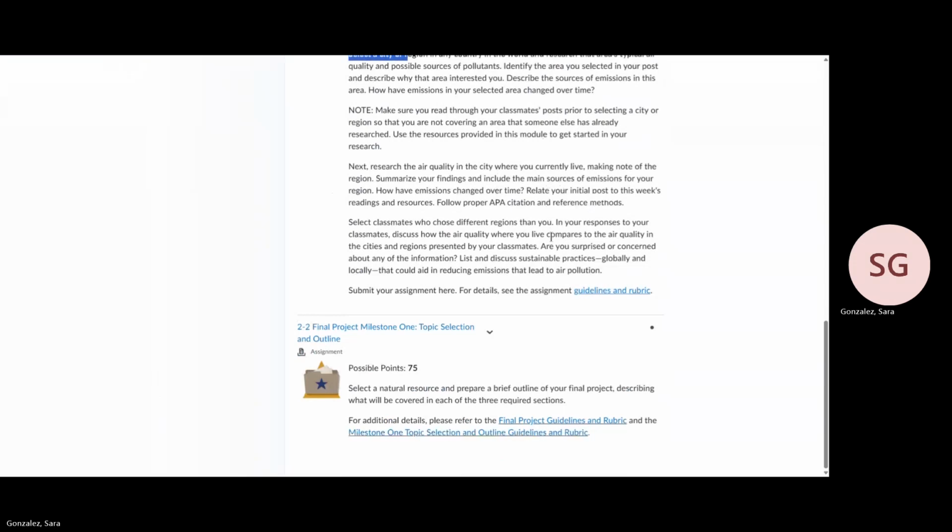Then in your class response, discuss how the air quality where you live compares to air quality in these cities. Are you surprised or concerned about this information? List and discuss some sustainable practices, either on the global scale or local scale, that could aid in reducing emissions that lead to air pollution.